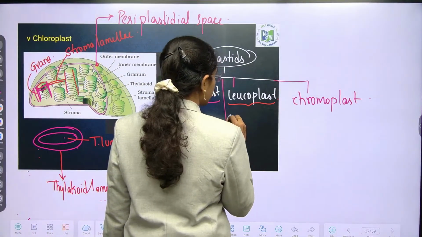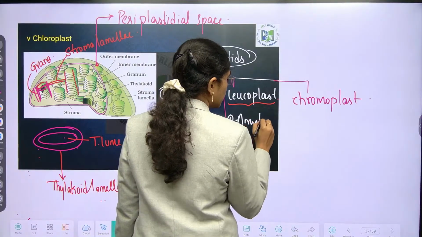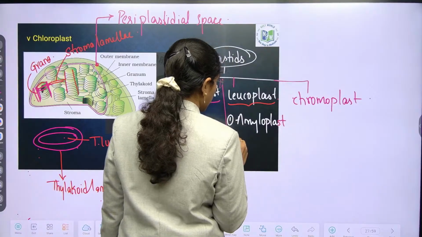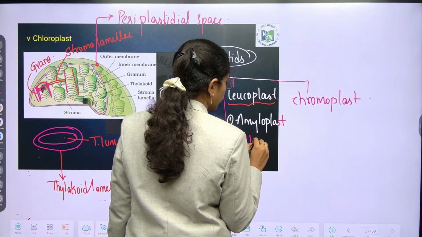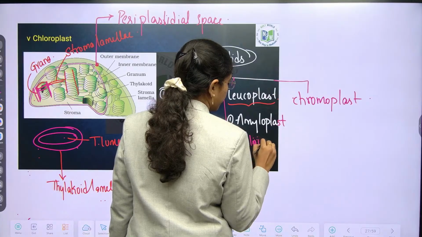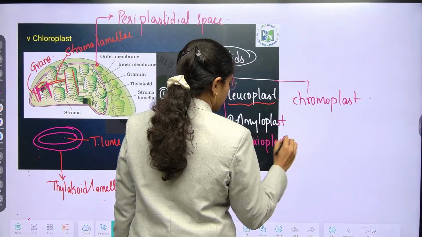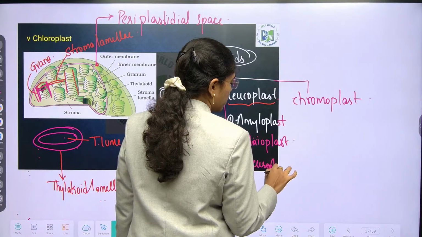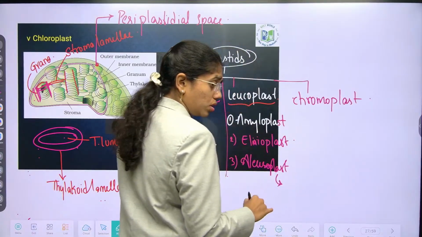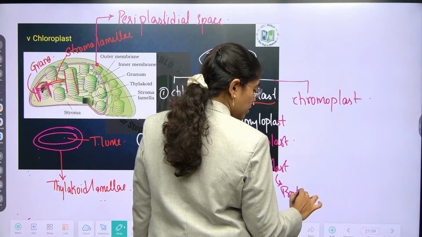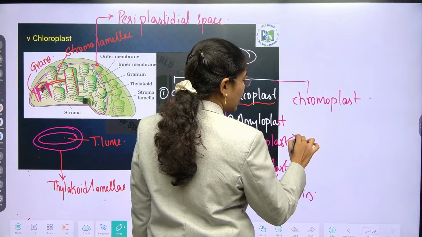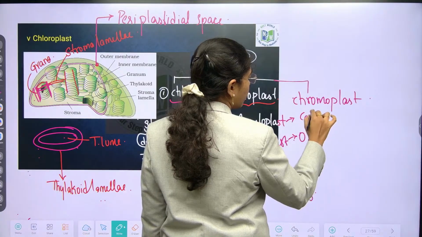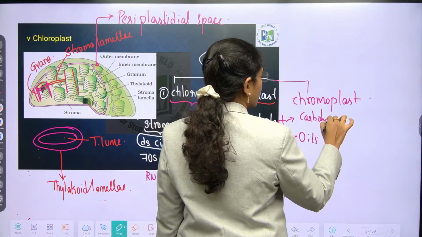First is amyloplast. Second is elioplast. Third is aleuroplast. Aleuroplast stores proteins, example is maize. Elioplast stores oils and fats. Amyloplast stores carbs or carbohydrates, starch. That's all.